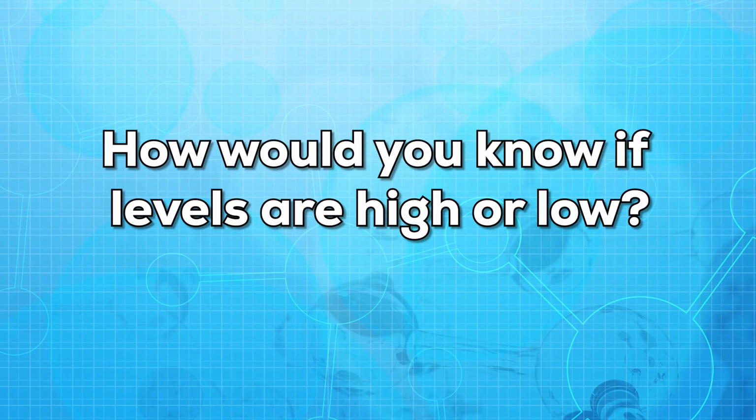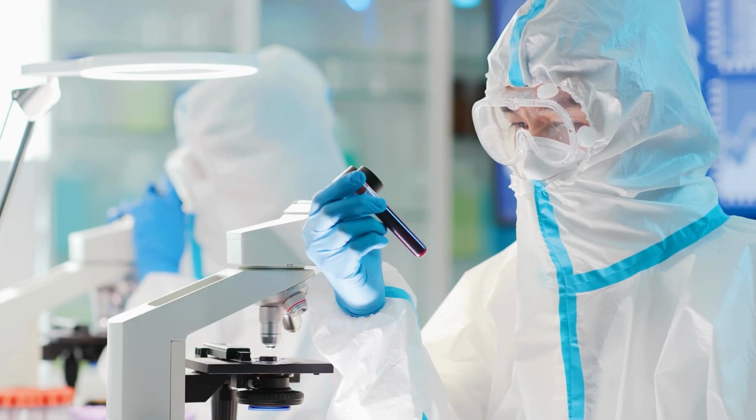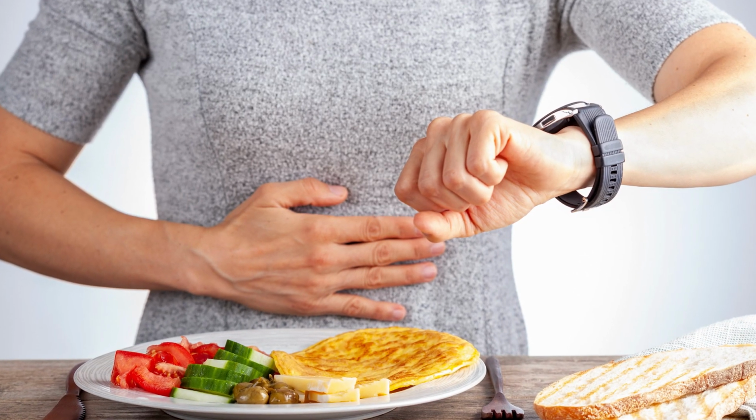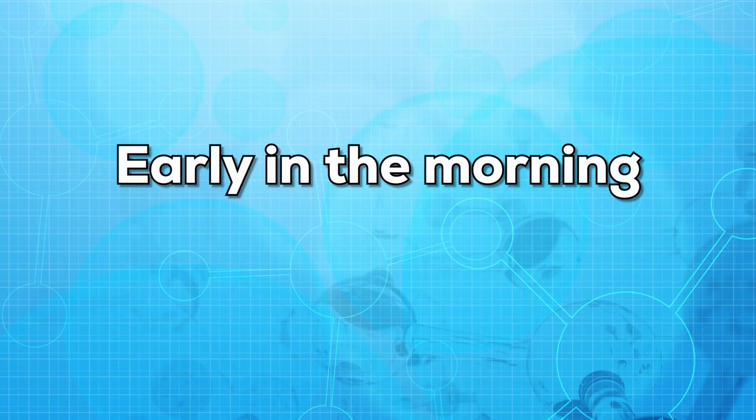Now, let's come to the next question, how would you know if your levels are high or low? To check the blood sugar levels, we have a test known as blood glucose test. This blood glucose test checks the levels of sugar in our blood. There are three types of tests. Number one is fasting test, the second one is random test, and the third one is blood sugar test. Fasting test, as the name suggests, requires fasting for 8 to 10 hours. This is the reason why it is recommended to take this test early in the morning.